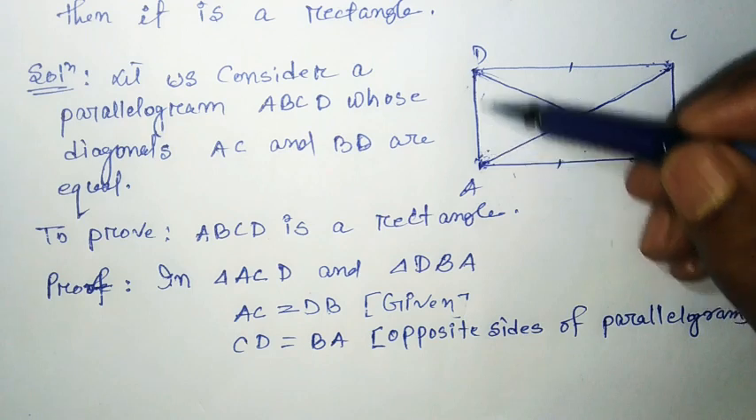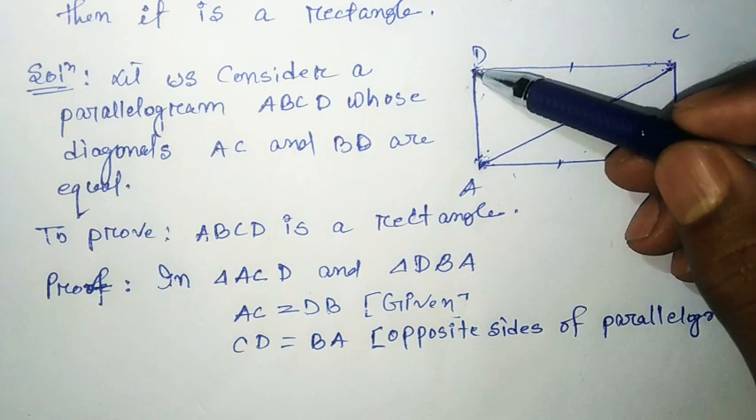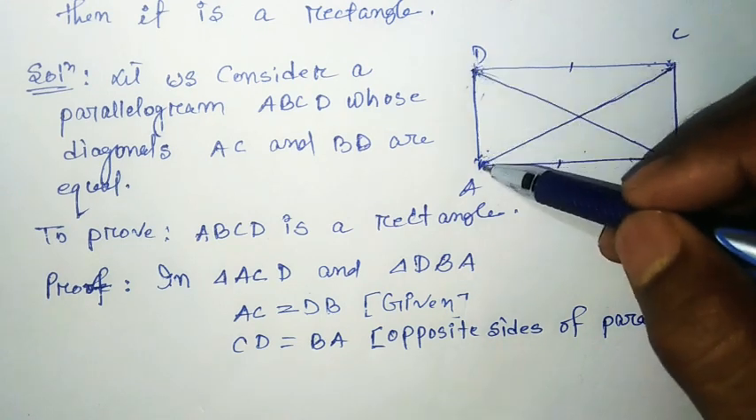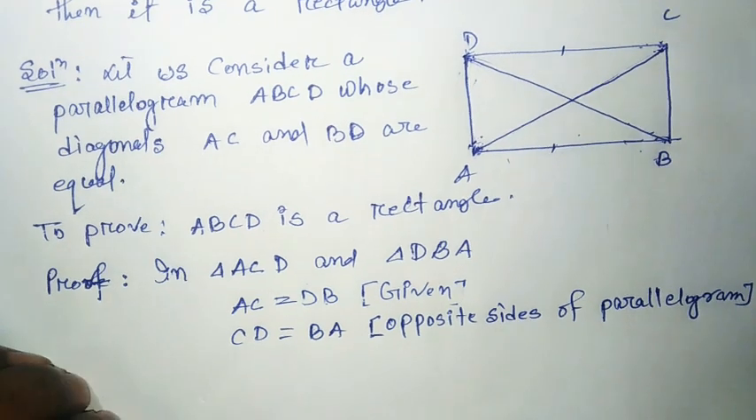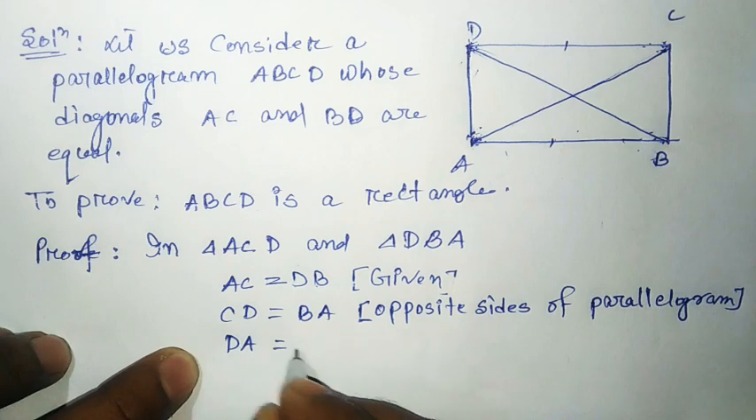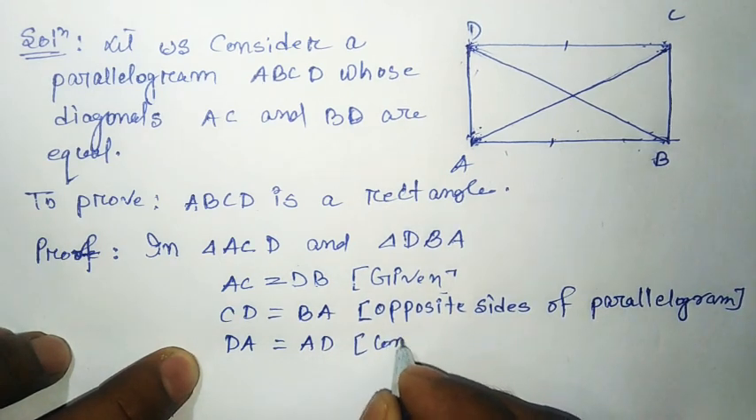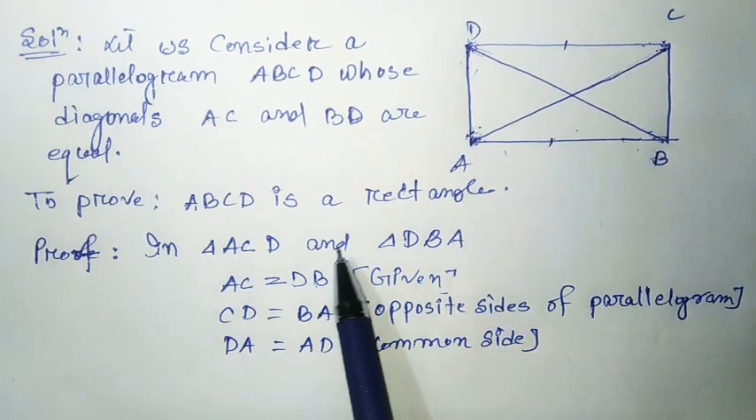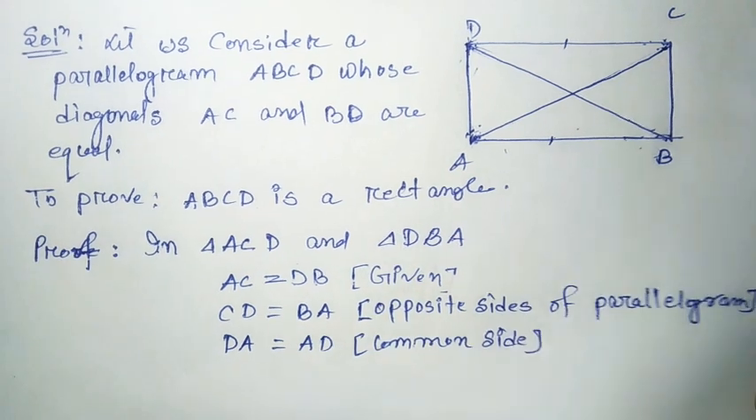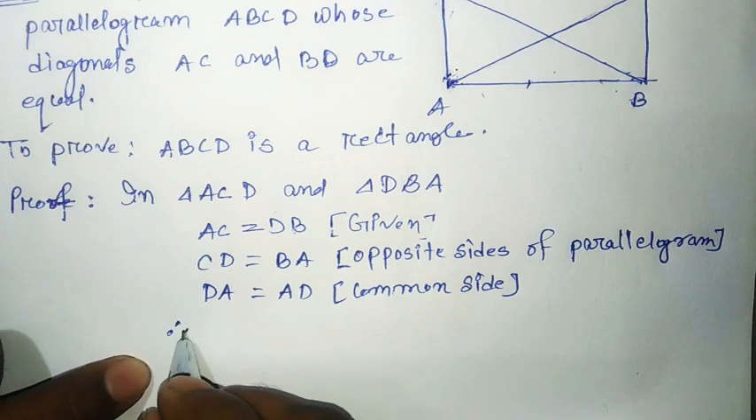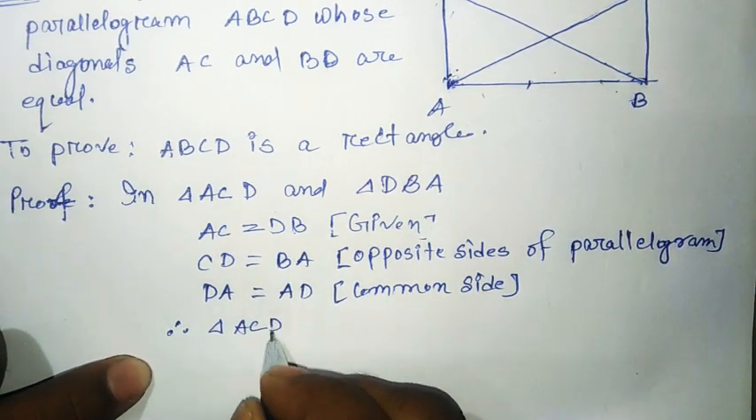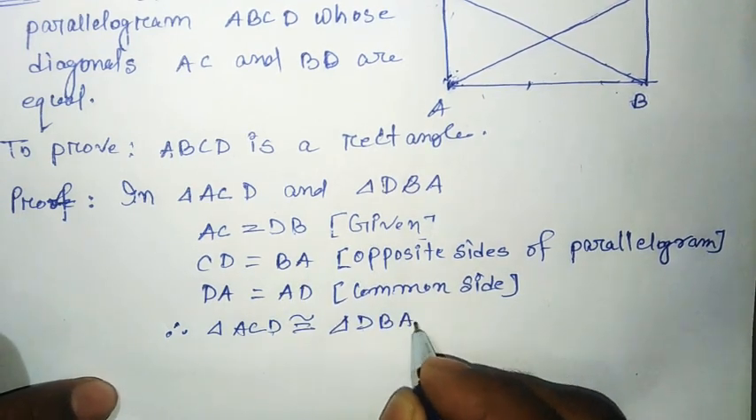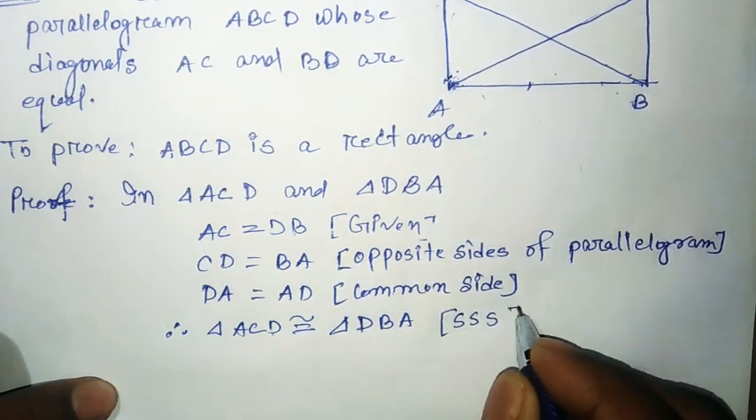Now see, is not the side AD common in triangle ACD also? It is present, DA inside triangle DAB also it is present. DA is equal to AD. You can write AD is equal to AD, common side. So by the side criteria, the two triangles become congruent. Therefore triangle ACD is congruent to triangle DBA. By what criteria? Side.